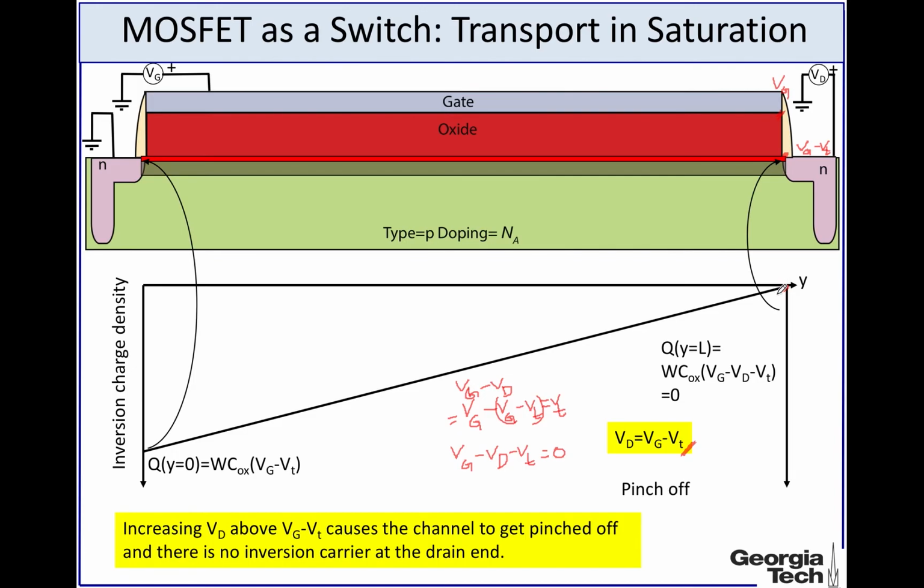It does not have any inversion carrier. And as a result, as you start increasing the drain voltage above Vg minus Vt, you actually do not increase the drain current in the MOSFET anymore. And that is called the saturation regime of a MOSFET operation.